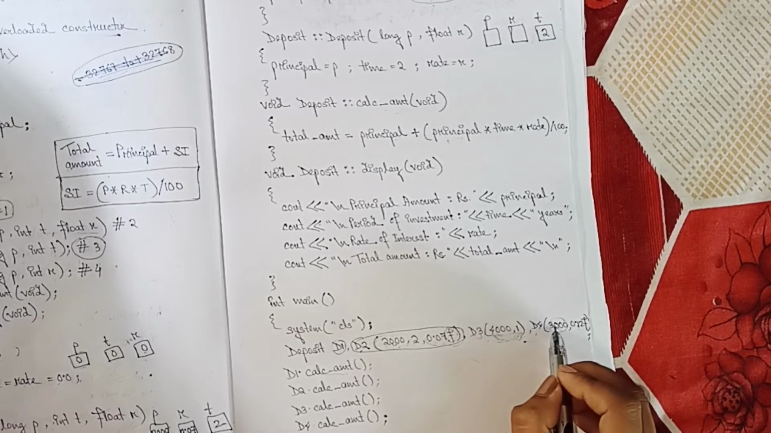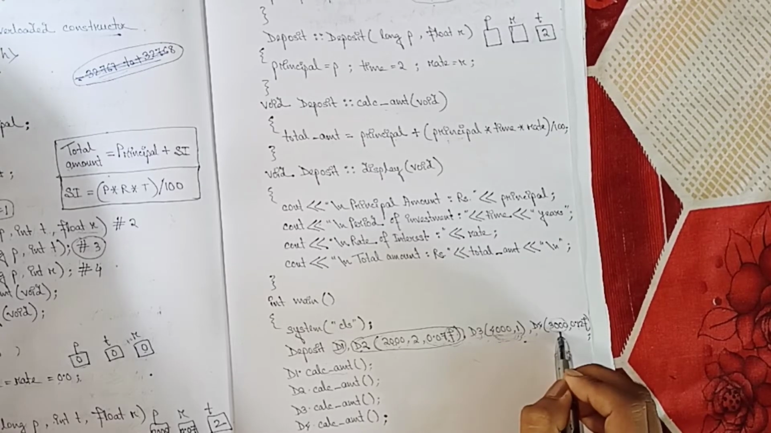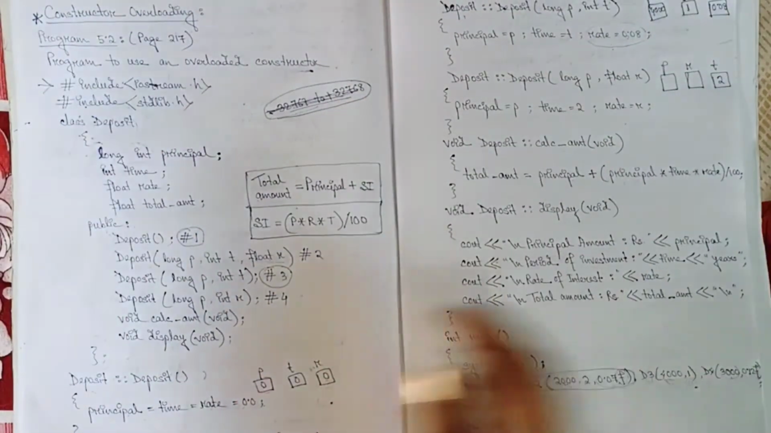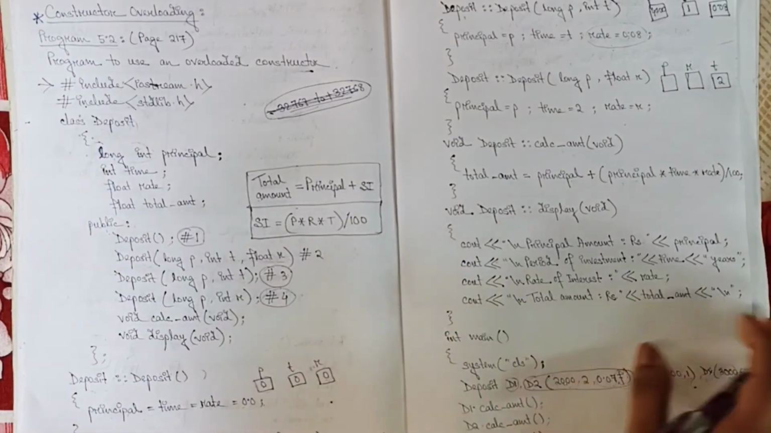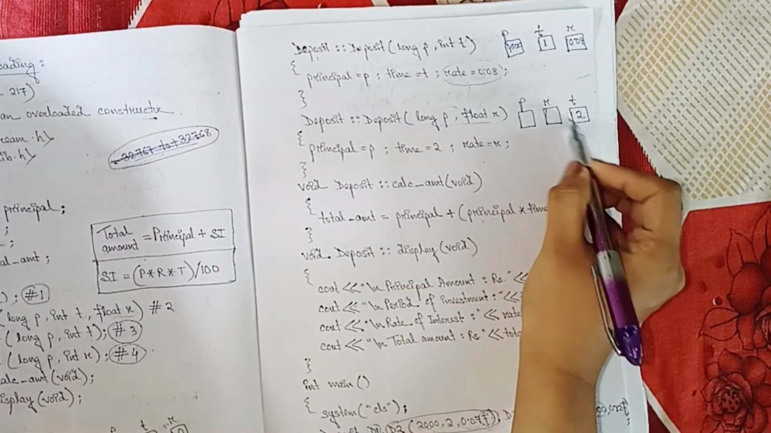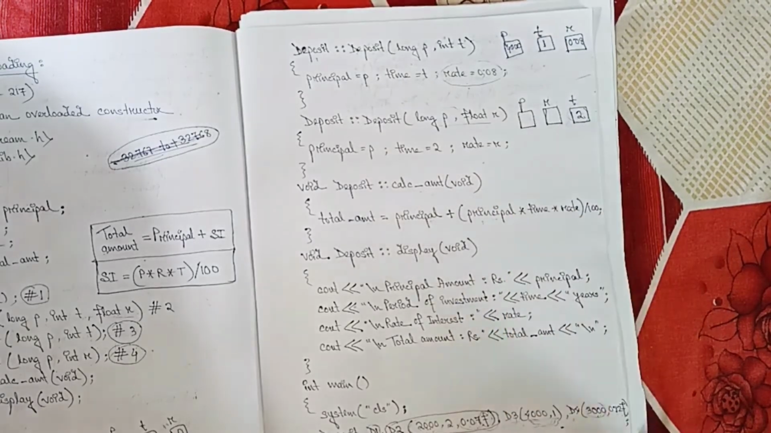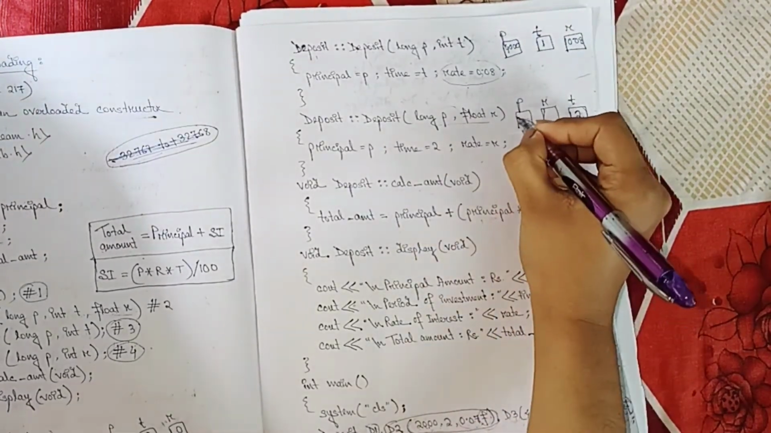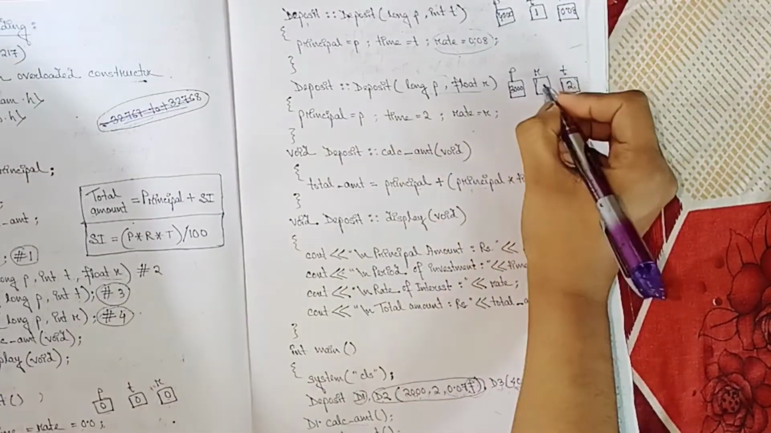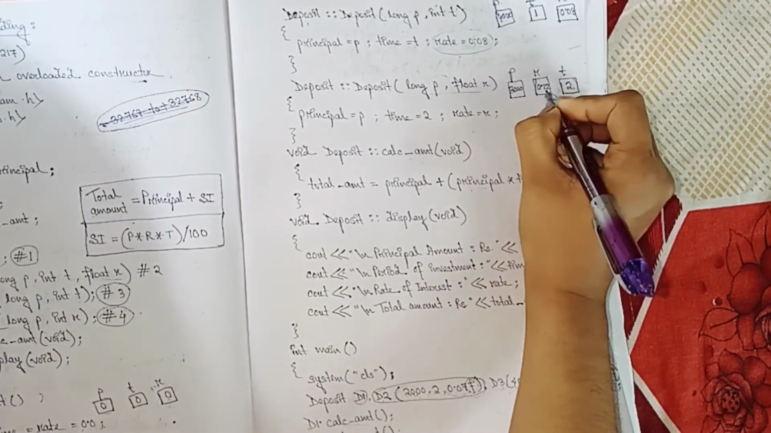So long and float means what? Long means P, principal, and float means rate. So we will search where this principal and rate are defined. Principal and rate are defined in the fourth constructor. The fourth constructor has time defined by default, P will have the value 3000, and R will have the value 0.12.